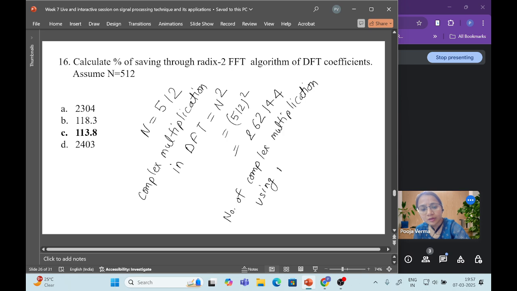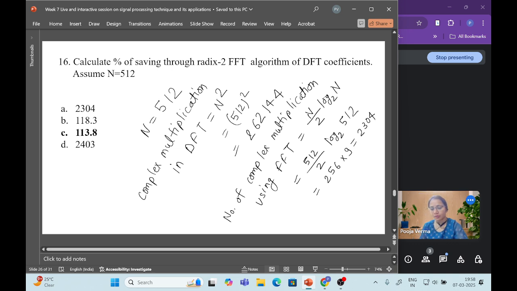using FFT is equal to N by 2 log base 2 N. So N is 512, divided by 2, log base 2 of 512. If you further calculate it, you will get 256 into 9, that is equal to 2304. Okay, so how much percentage saving is there if you calculate it?